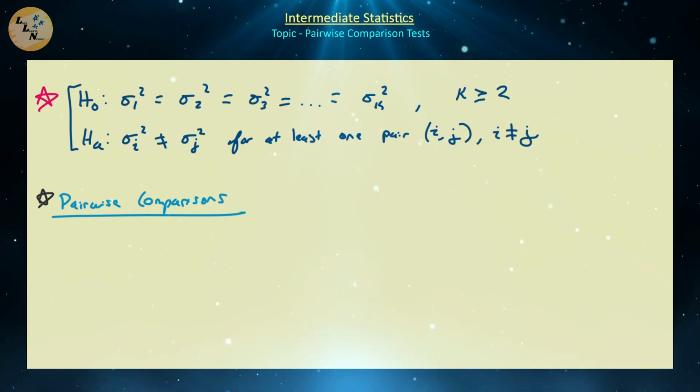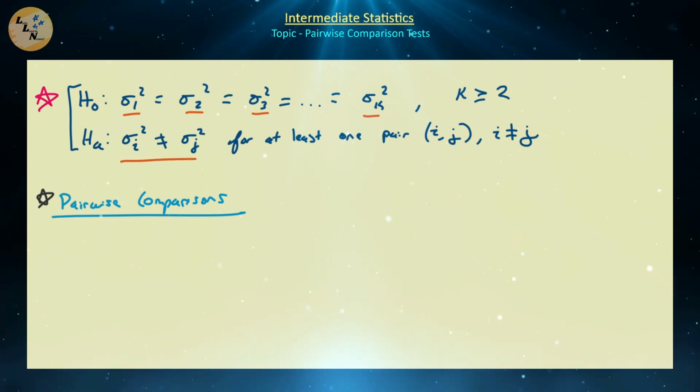In particular, we want to test that sigma 1 squared, sigma 2 squared, sigma 3 squared, all the way down to sigma k squared are all equal to one another, with the two-sided alternative that at least one of these two populations are heteroscedastic to one another. At least we have evidence to believe that they are. So, how can I go about testing this?